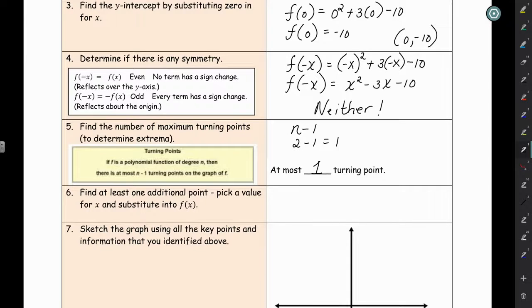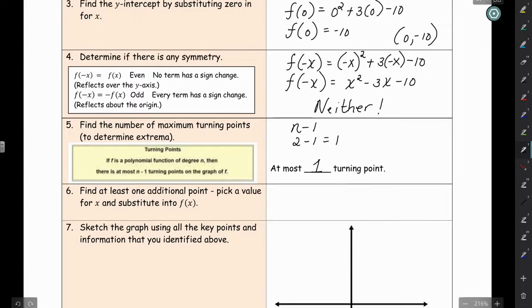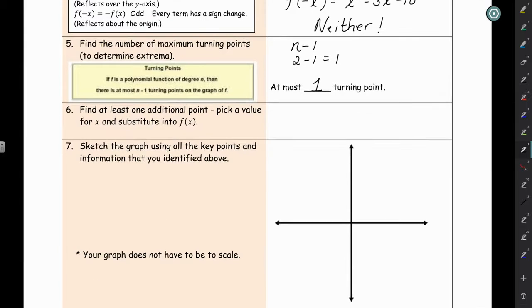All right, for number 6, we're going to pick at least one additional point. Not really sure what point I would want to pick yet. I want to sketch out a little bit of what I already know. I already know from step 2 that I have intercepts at (-5, 0) and (2, 0). So let me draw those in. I also know, from step 3, that I have a y-intercept at -10. So let me add that.